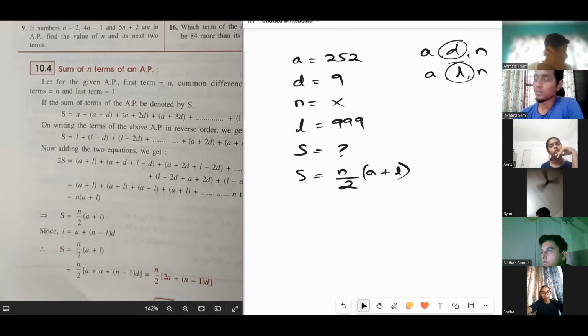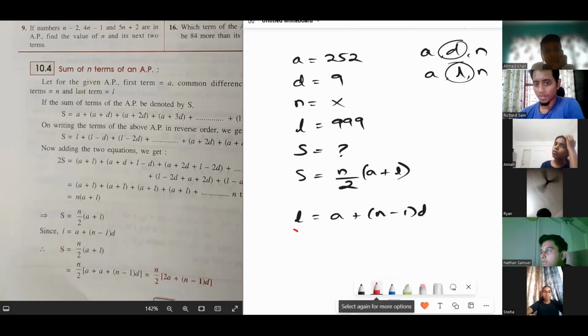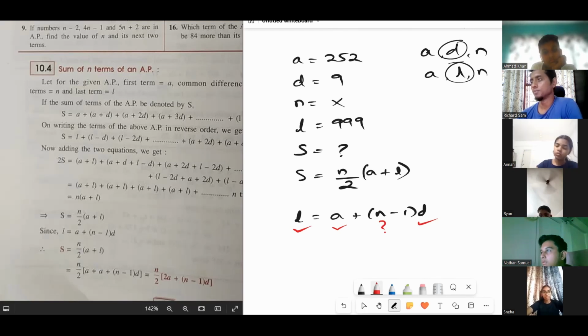So we cannot use any of the sum formulas. What we'll do is use the L formula. What is the L formula? A plus N minus 1 into D. So now in this formula, we have L, we have A, we have D, we can find N. Understand? And after we find N, then we can use any of the sum formulas to find the sum.